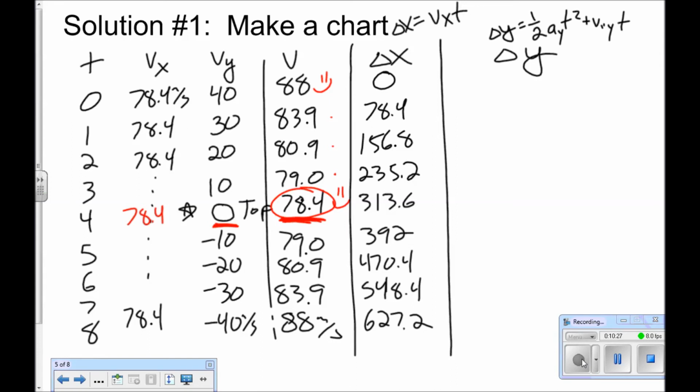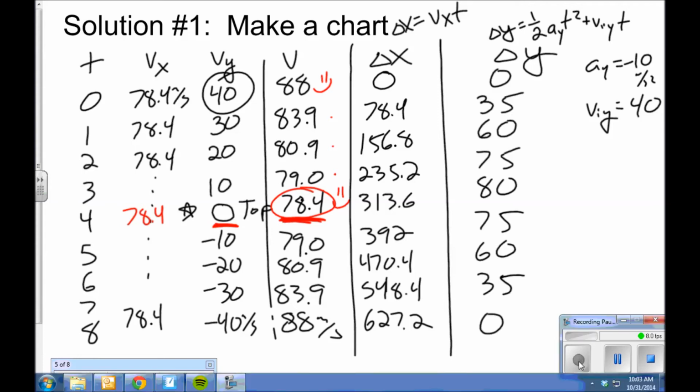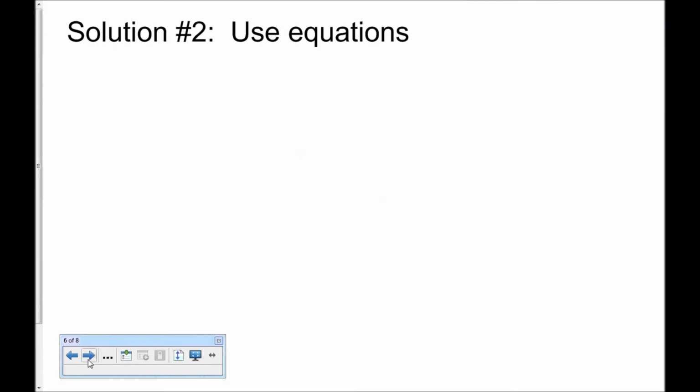So remember, your AY is always going to be -10 meters a second squared. Your VIY for this problem is always going to be 40, because that's what our VY started at. And then your time is whatever you got. So here's the answers you get. You get those guys. All right. So I probably wouldn't have you fill out one of these for a test because that would take a long time, right? Okay, so there's the deal.